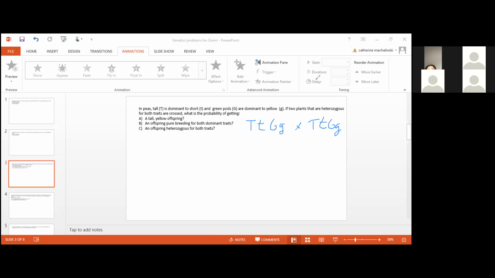So what we're going to do is ignore one of the letters. So let's ignore the G's. Pretend they aren't there. If I ignore the G's, then the cross is just big T, little t crossed with big T, little t. And that's pretty simple to do. You just did it on the previous question.